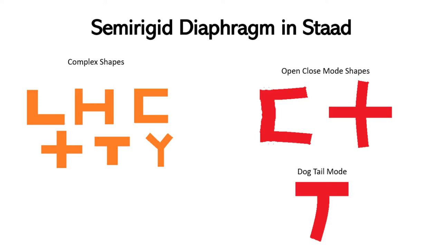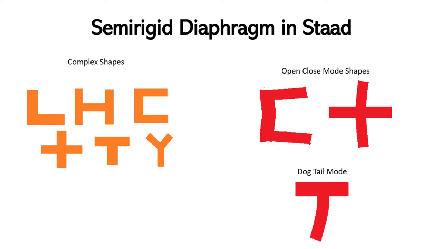For example, let's take this C-shaped floor plan. Now, when you're performing the analysis, what you intend to obtain are the responses like forces, movements, reactions, displacements, and also, if it is for any kind of seismic action, you intend to capture its mode shapes.